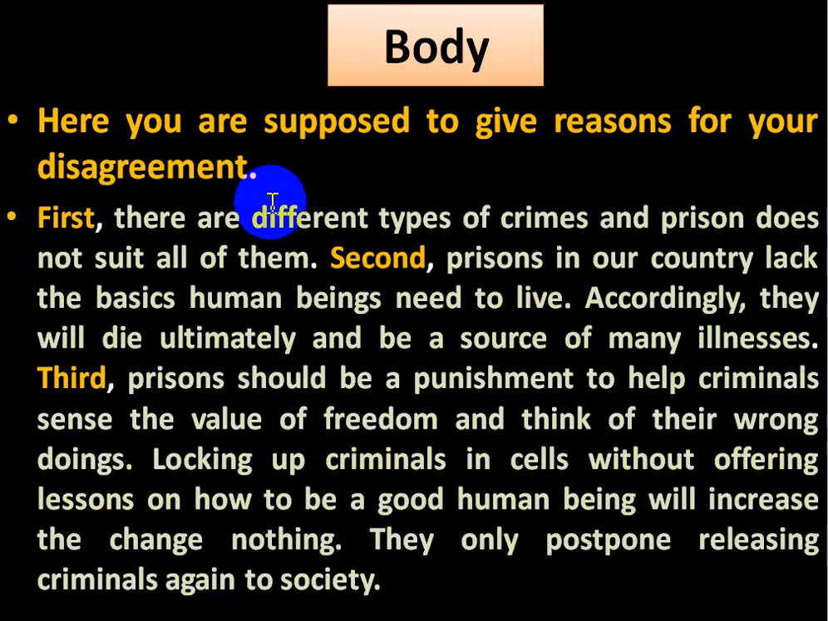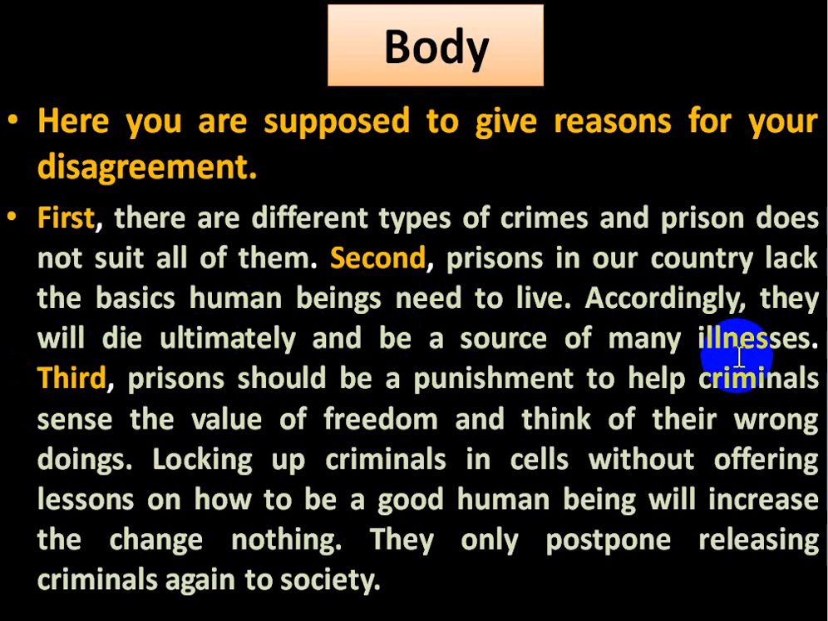Let's go to the body. In the body, you are supposed to give reasons for your disagreement. What are the reasons why I disagree that prison is a suitable punishment for criminals? First, there are different types of crimes, and prison does not suit all of them. We have different types of crimes, and it is not logical to assign only prison to all types of crimes. Second, prisons in our country lack the basics human beings need to live. Accordingly, criminals will die ultimately and be a source of many illnesses, because prisons in our country are not tidy, not clean, and crowded.